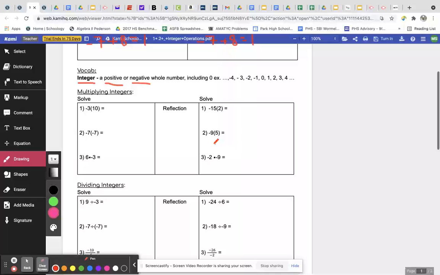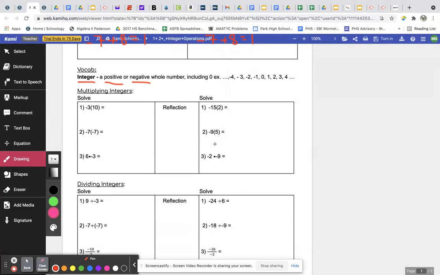Now, when you are multiplying integers, normally we write it with a number and then parentheses right next to it. If that weirds you out and you don't like that, you may write it in the following format: -3 dot 10. That dot right there means multiply. -3 times 10, and it works the same way.